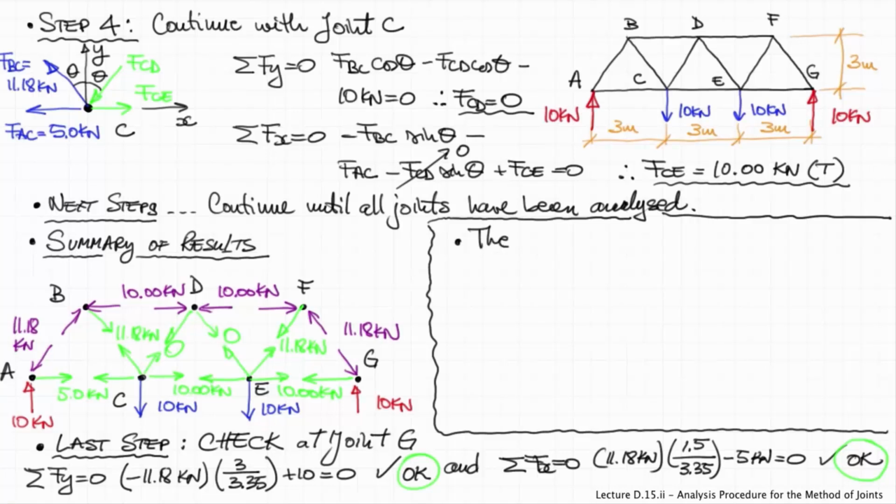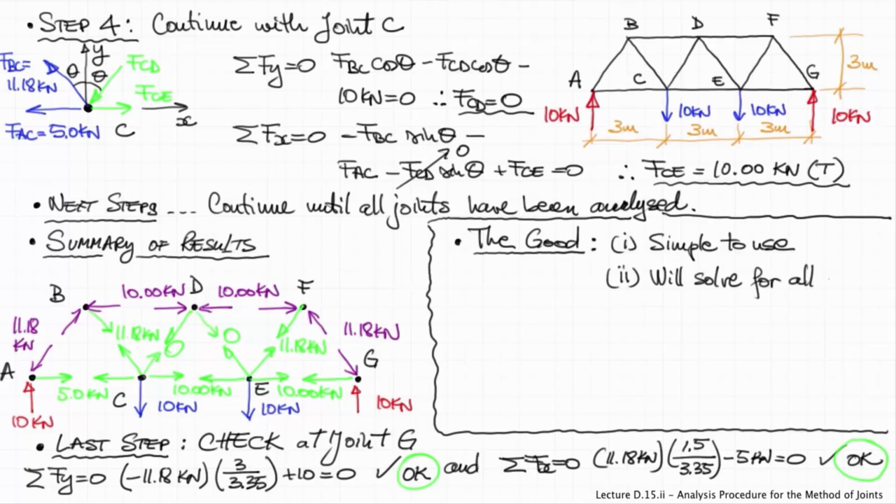Now, in summary, before we end this lecture, I would like to tell you the advantages and the disadvantages of this method. So, good things, it's a method that is very simple to use because we only use summation equations for particles, so 2 equations for each particle, easy. Secondly, because we go joint by joint sequentially, in the end we will end up solving for all member forces, which is good when we need to know that. For example, when we design or analyze the entire truss.